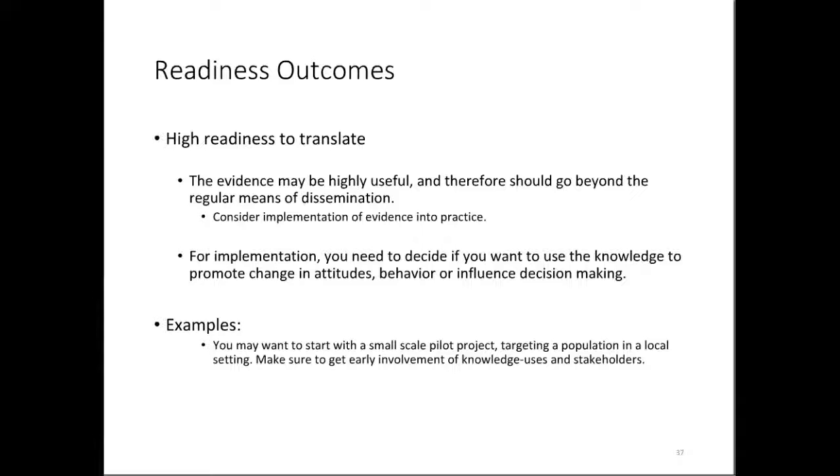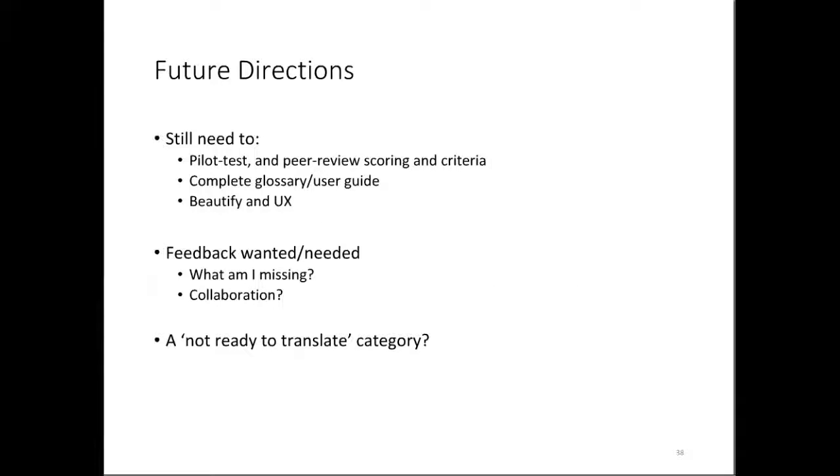So at the same time, if you have high readiness to translate, you should be trying to get it into action. It doesn't tell you how to do that. I leave that decision up to you, or there are other tools and planning templates that can help you determine exactly what you should be doing. I know there's talk of checklists coming out that match target audiences to KT strategies, so you might want to look at those types of things. But that's all to say that if you score in the high readiness to translate category, then a little bit more than passive, then active dissemination is warranted. Okay, so what do I need to do with this still?